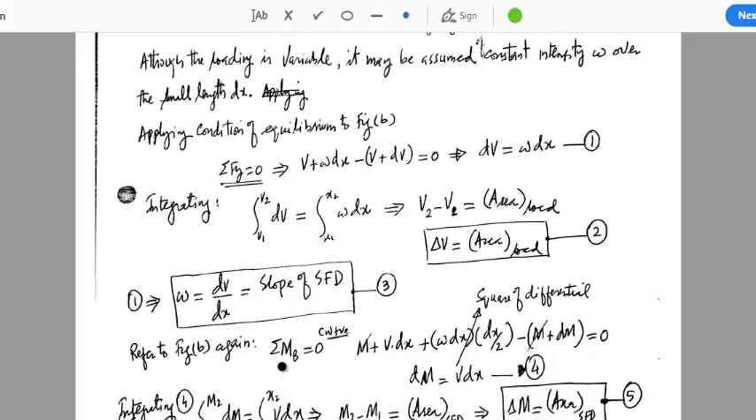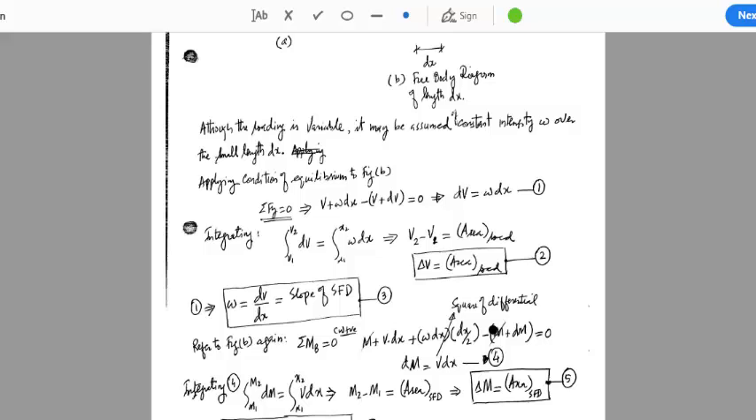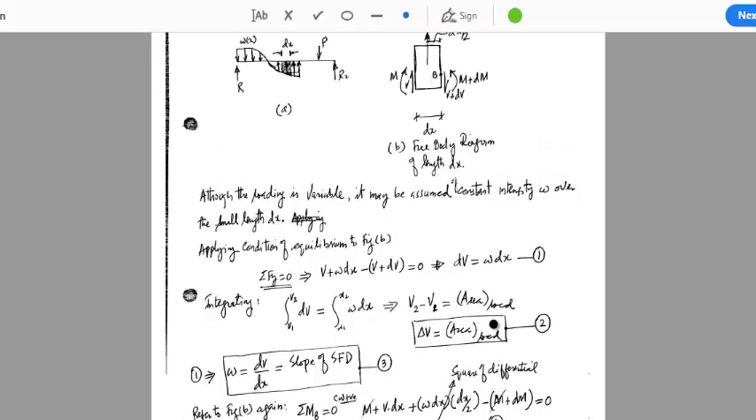Okay, so let's take sigma M_B equal to 0 with the convention that clockwise moment is positive. Now let me zoom out a bit so that we have the figure as well as the expression in the same view. Now what different moments are here? First of all, M, if we start from the left side, and M is in clockwise direction, so it is positive.